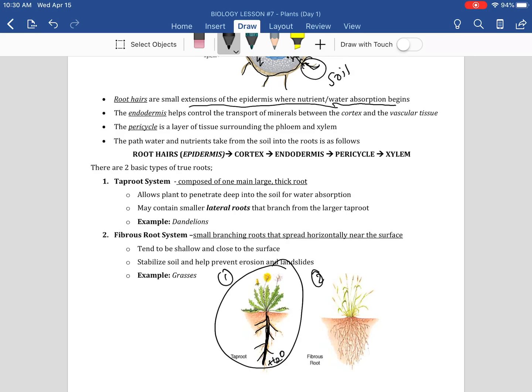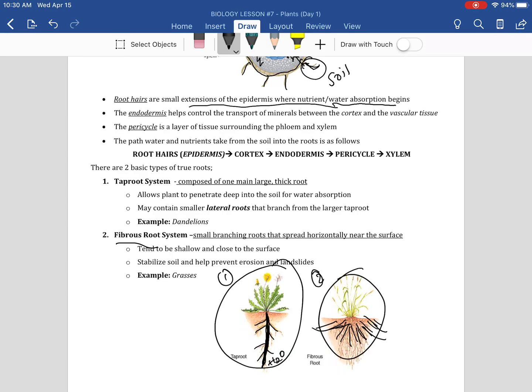The second kind of root system is like grass. That would be an example of a plant known as the fibrous root system. So it's a lot of small little branching out roots, usually spreading out horizontally, whereas the taproot went down vertically. So these fibrous roots spread out horizontally near the surface.